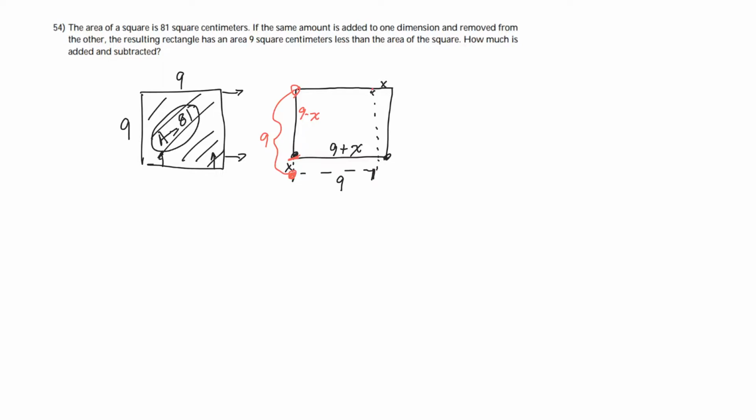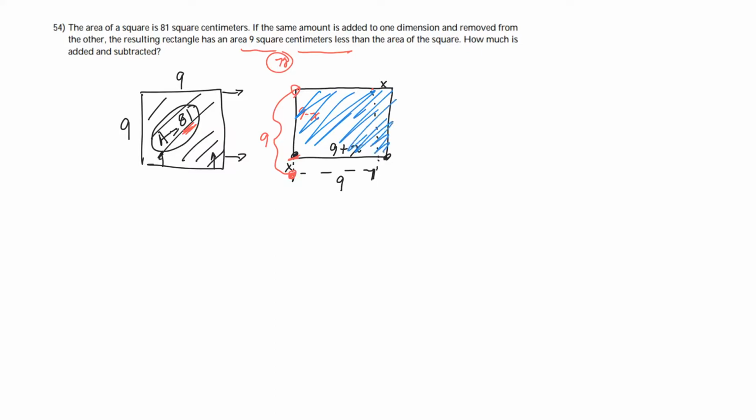Okay, so then they said the area of this new rectangle is 9 square centimeters less than this one. So 81 minus 9 would be 72. So our new rectangle is going to be 72. So this rectangle, let's do it in blue.